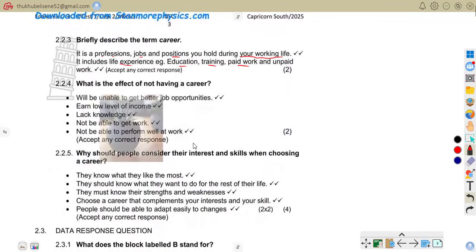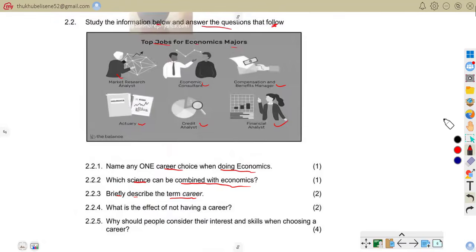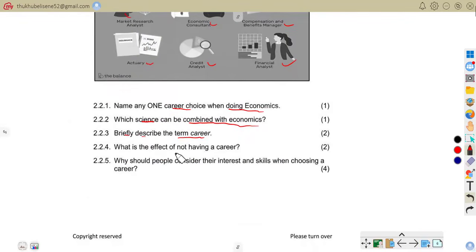A career is the jobs and work experiences a person has during their working life. For example, someone studies medicine, becomes a doctor, and works in a hospital for many years. That is the career that we are talking about. So 2.24. What is the effect of not having a career?